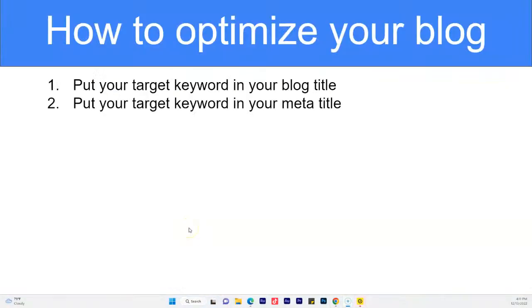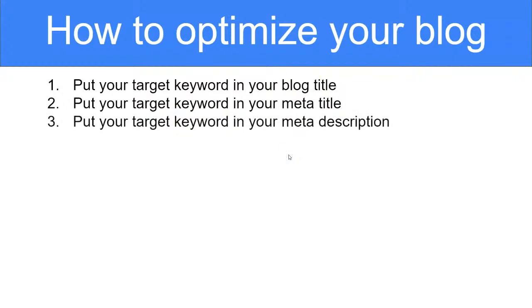All right, family, let's move on to step number three. We've already did step number one. We put the keyword in our blog title. We've done step number two. We'll put the keyword in our meta title. Step number three is we want to put our target keyword in our meta description. Let's go ahead and do that.